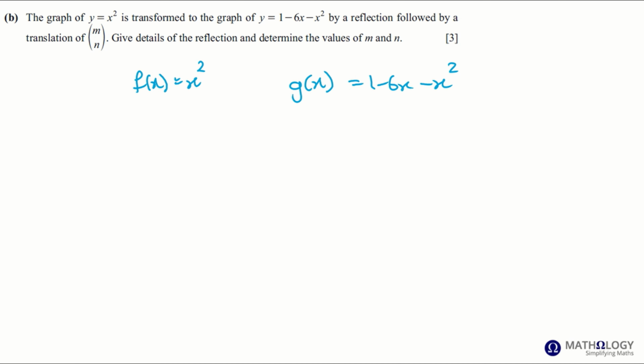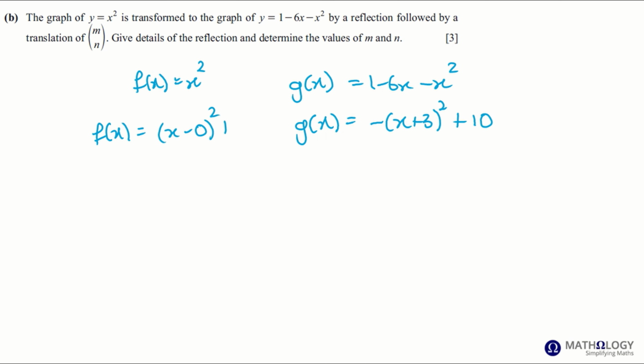Okay, so we've got the function f of x equals x squared. Now we're just going to write this in turning point form. The reason we had to express the previous question in the form that we did was leading up to this particular question. So we'll start with g of x. g of x is minus (x plus 3) all squared plus 10. Now we're going to write f of x in a similar form. f of x equals (x minus 0) all squared plus 0.